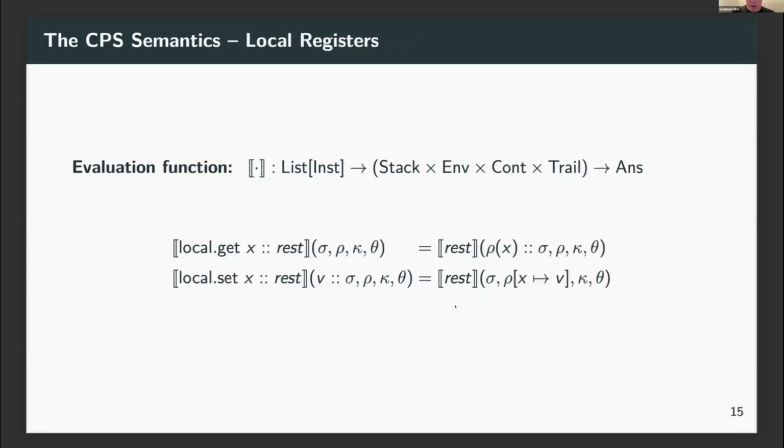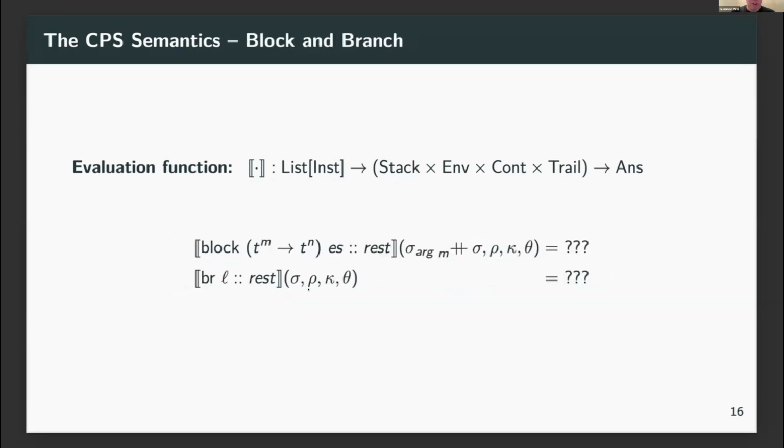Okay. Then for local variables, it's similar, but we're mostly just using this rho, which is the environment, and we can get the value for this variable and push it onto the top of the stack, or we can update the value of rho by pointing the variable x to the value v from the stack. Okay. Now we need to look at something for the block and branching. And it's sort of not obvious because they're not really manipulating the stack or environment.